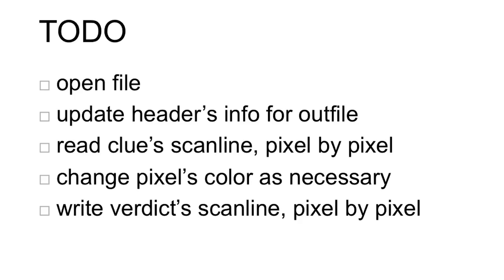Well, first, after we open the clue file, we want to update the header info for the verdict file, the out file. We want to read into the clue scanline pixel by pixel and change that pixel's color as necessary in order for us to reveal the hidden clue. Don't worry, more on this later. And then finally, we want to write the verdict scanline pixel by pixel.